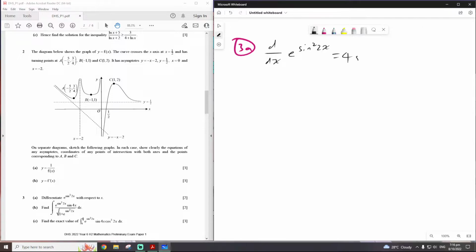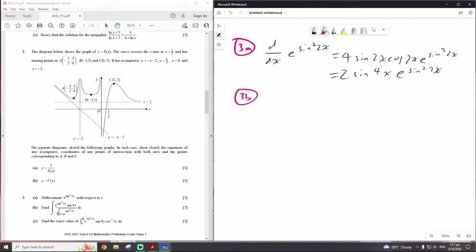So this is 4 sine 2x cosine 2x e power sine square 2x. Okay? And this can actually be simplified because of the double angle identity for sine. So this becomes 2 sine 4x e to the power of sine square 2x. Okay, that's that.